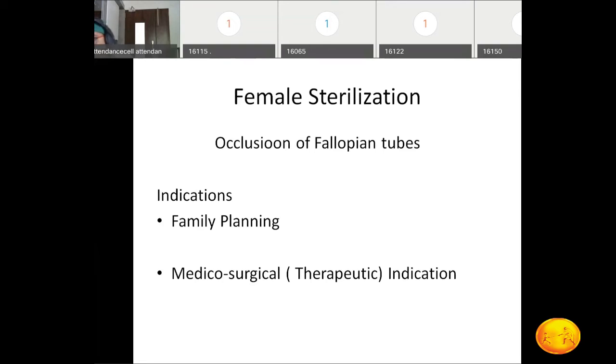Obviously, it's a preventive surgery. I will give you some hint. This surgery can be life-saving for that lady. How can it prove to be life-saving? How can a family planning surgery prove a life-saving surgery?